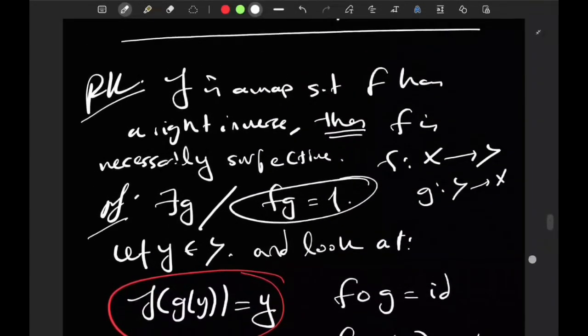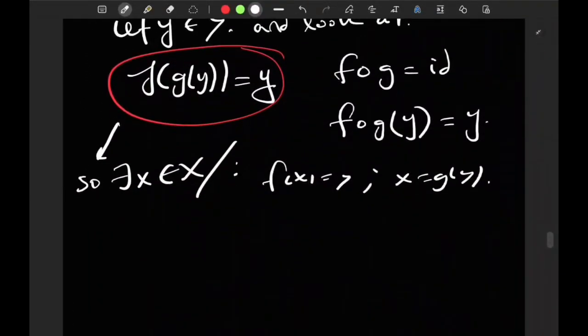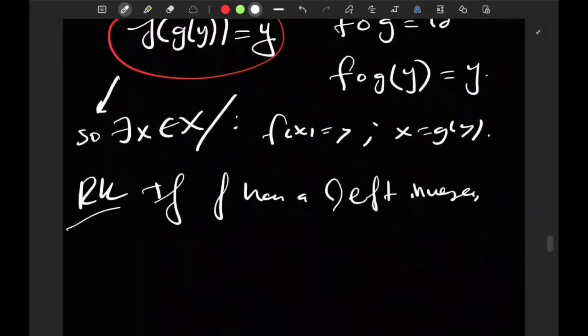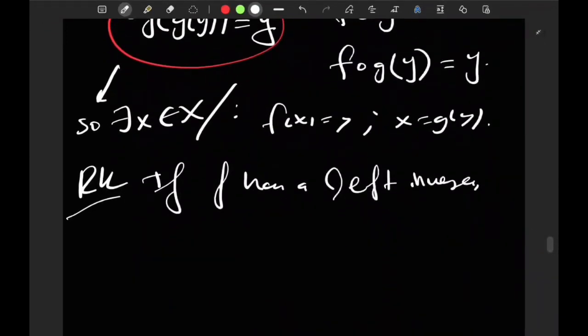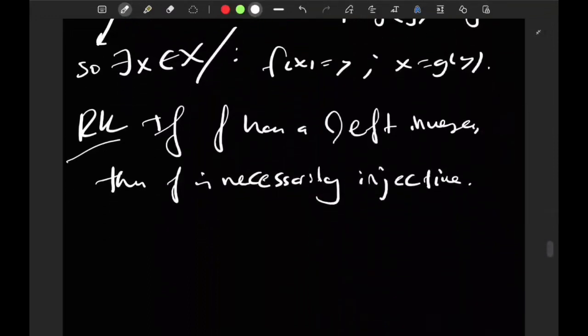By similar reasoning, what I mean is in a similarly easy way, if f has a left inverse, then f is necessarily injective. And why is this the case?